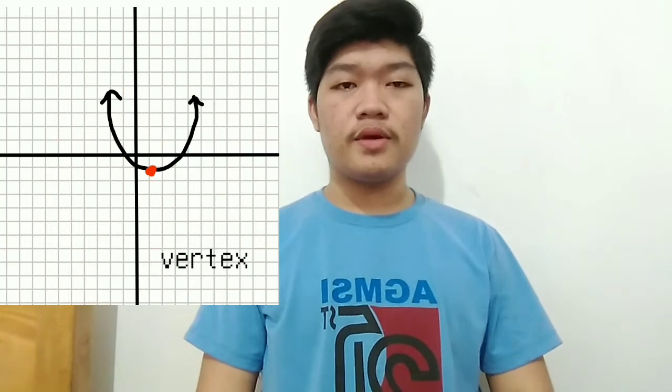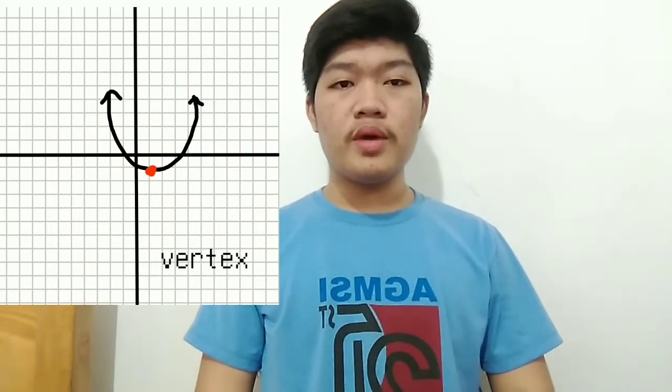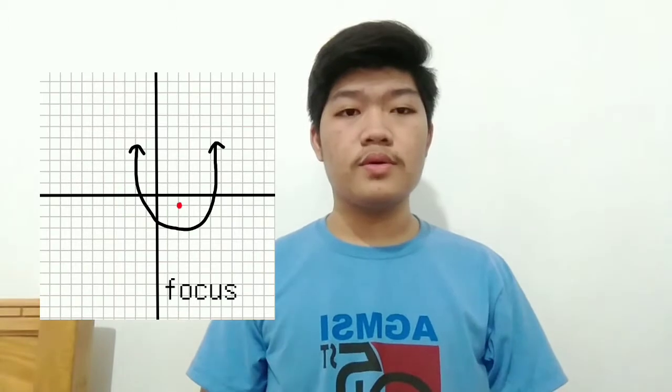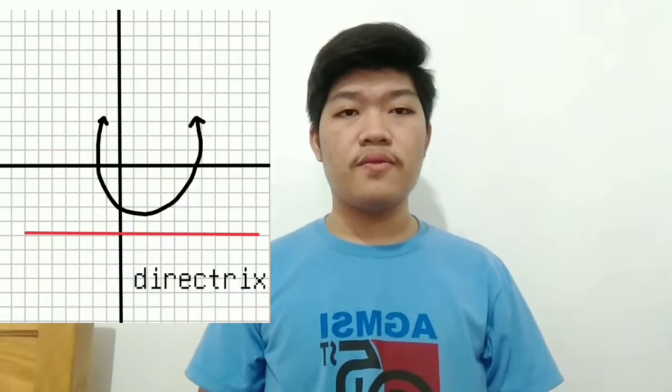After knowing the parabola, let us now define the parts of it. The first part of a parabola is the vertex, the point midway between the focus and the directrix. It is the turning point of the parabola. The second part of a parabola is the focus, a fixed point. And the third part of a parabola is the directrix, the fixed line.